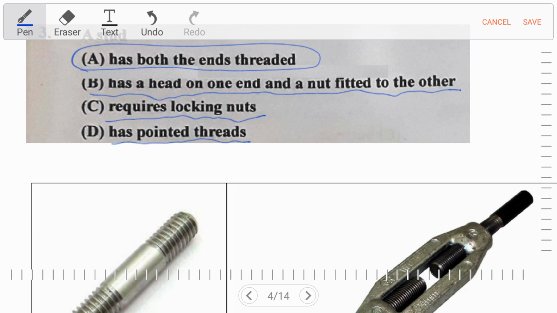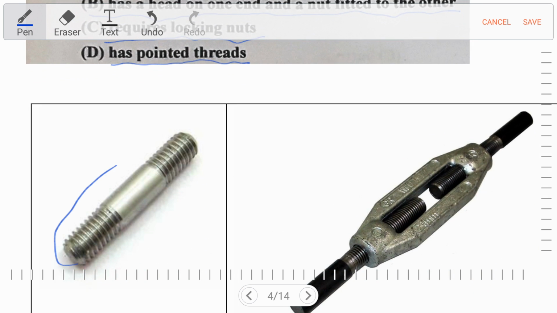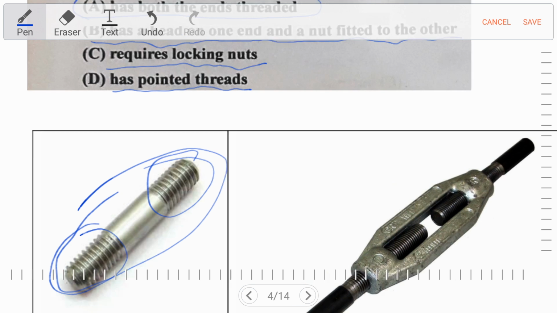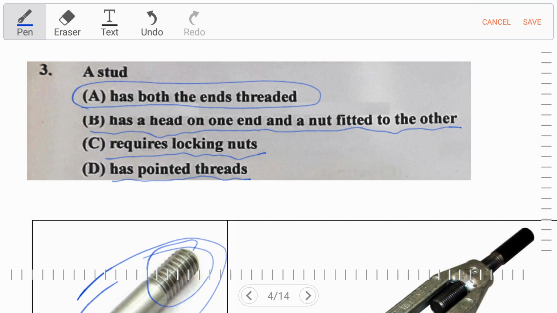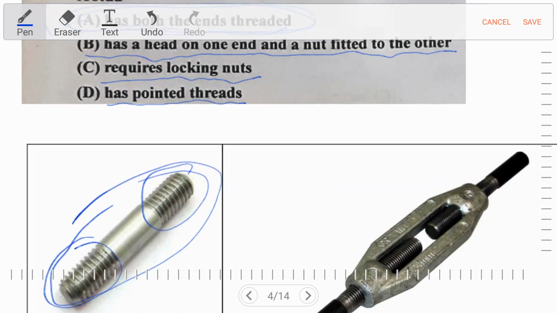So first of all we should know what a stud is. This is an example of a stud. As we can see, both the ends are threaded. So our option A, a stud has both the ends threaded, is our right answer.